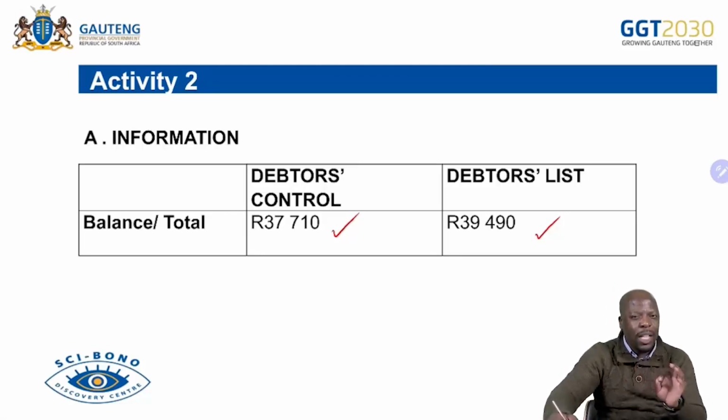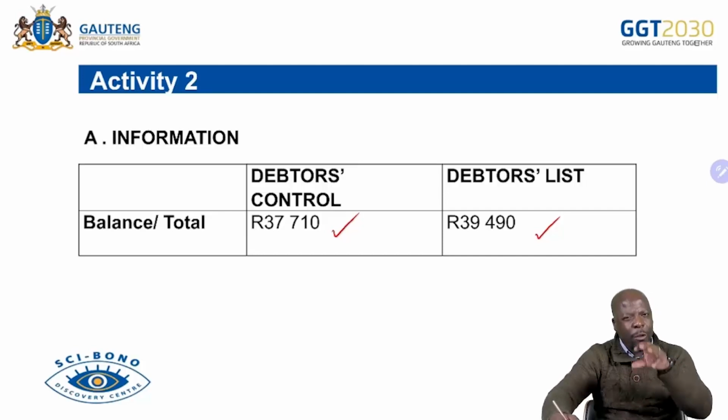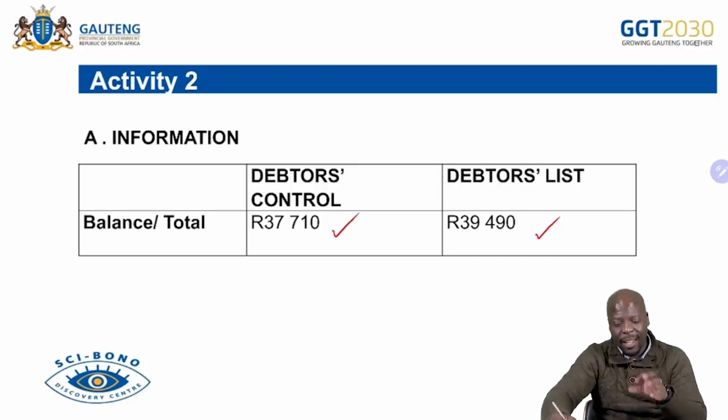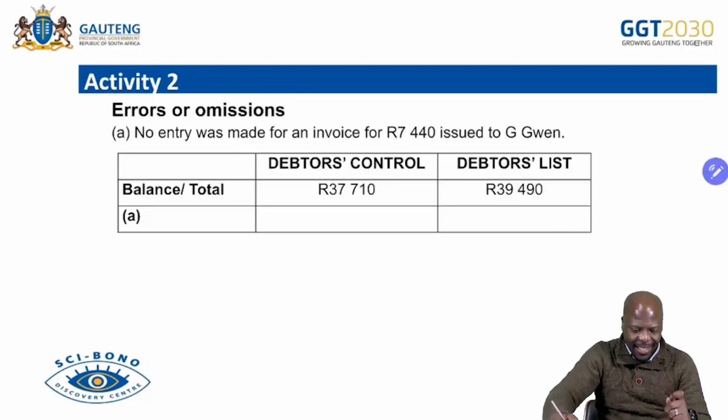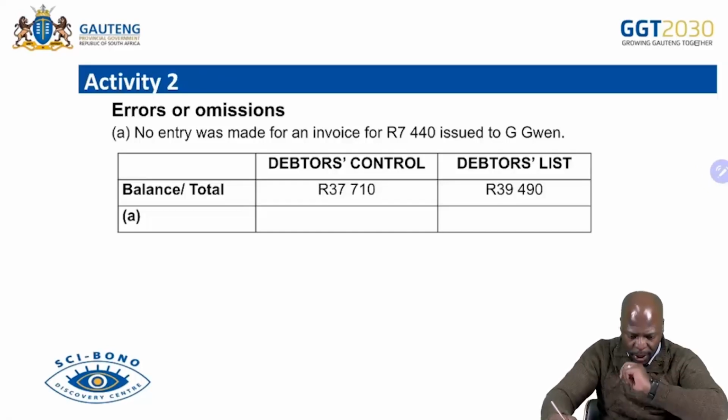Don't lose them. Don't ignore them. They have to be part of the question. Let's see now adjustment A. Adjustment A, guys, it reads, no entry was made for an invoice.